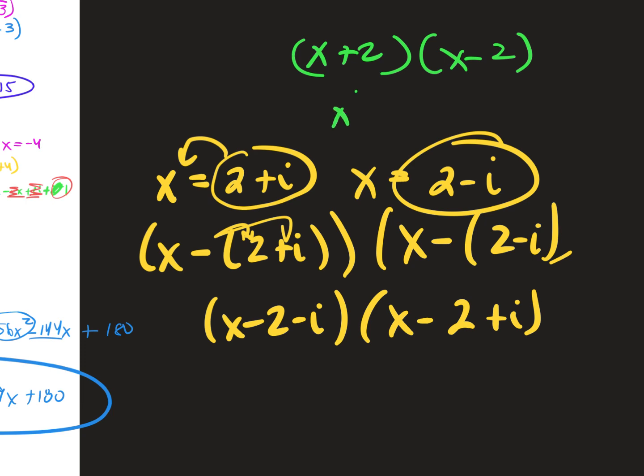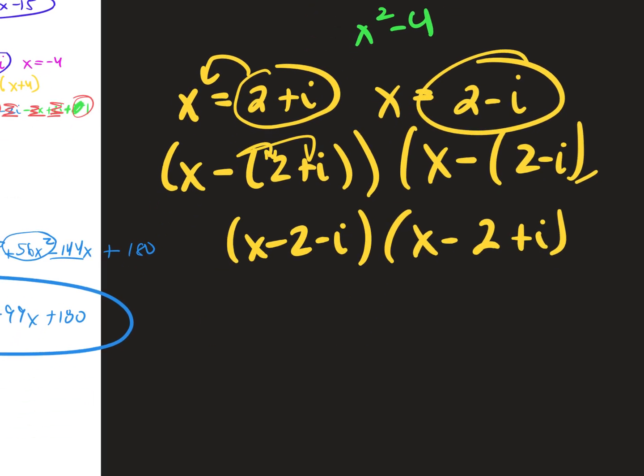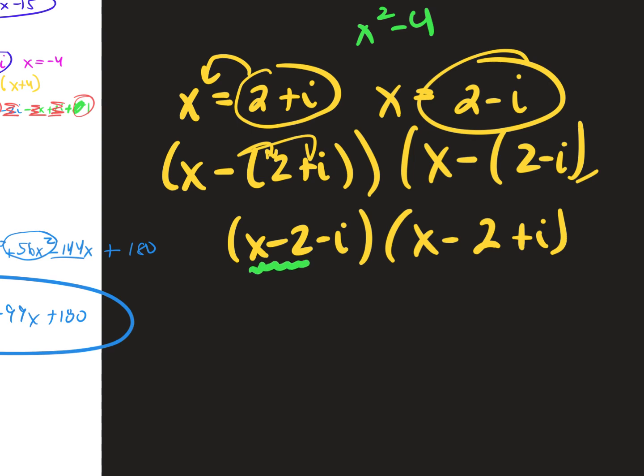X squared what? Minus 4. Difference of squares, right? Where you square the first term, square the second term, put a minus sign in the middle. Every single time you multiply complex conjugates, the same thing happens. Do you notice how you have in the front of each parenthesis x minus 2? So you could write that as x minus 2 squared.